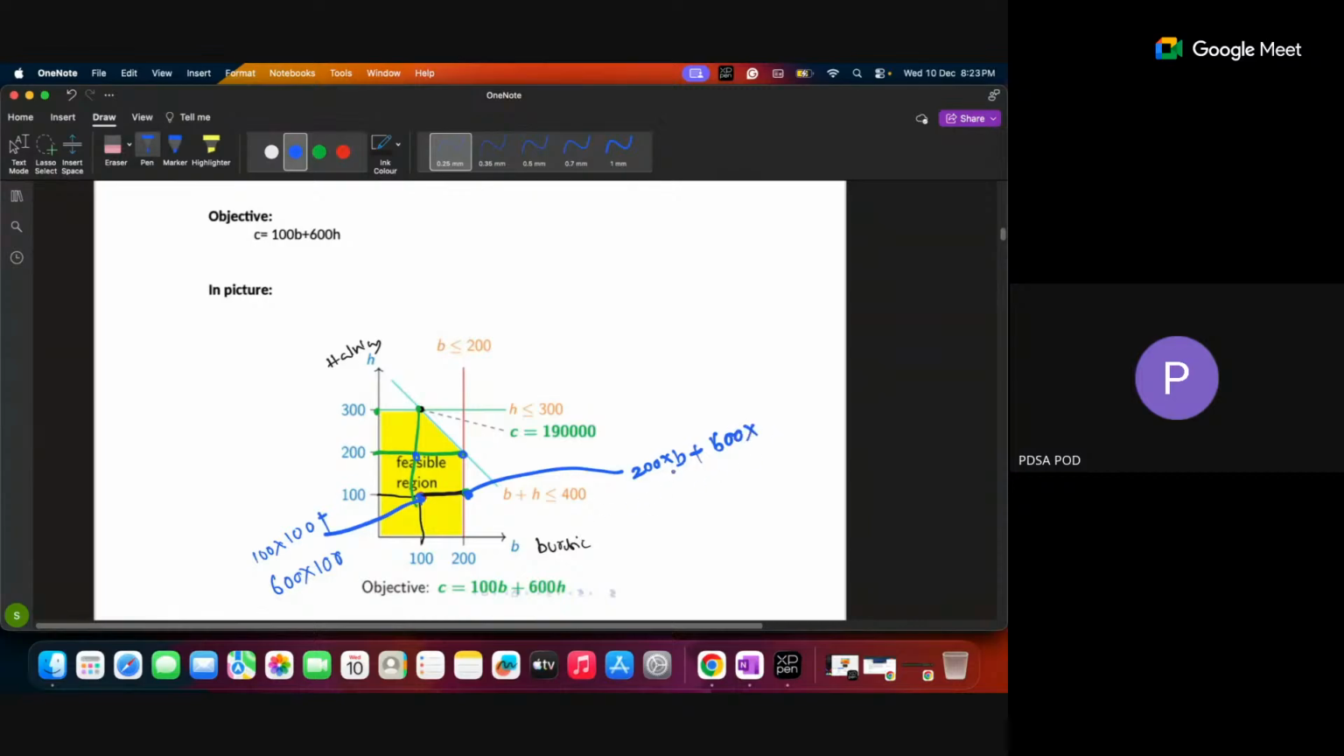I'm sorry, maybe this one is actually 100. Let me erase this because I have to reflect the values. So here I'm using 100 into 200, right? Because 100 rupees is the profit, plus 600 into how much? 100, right? 100.